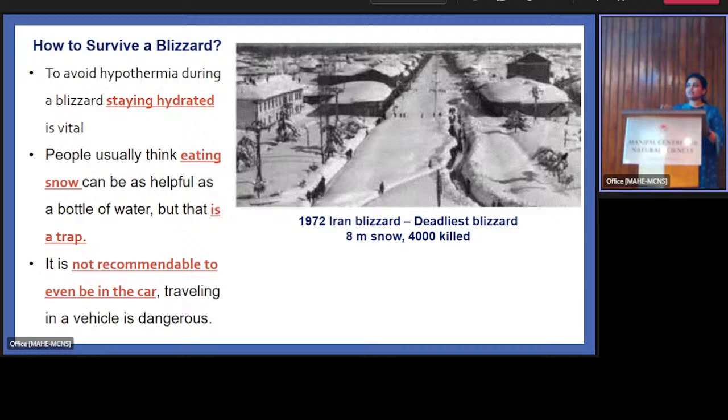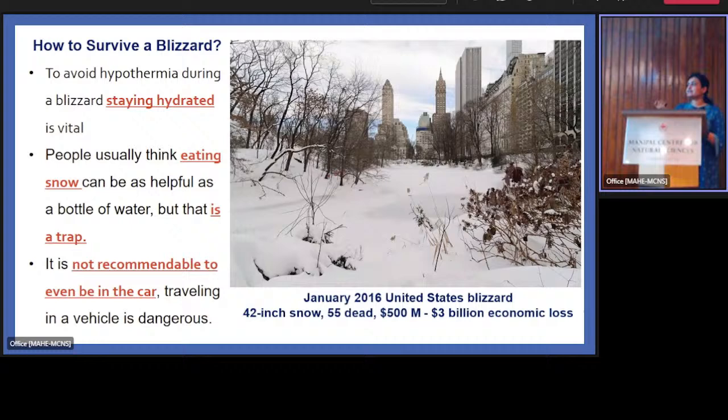Because there is one example, only last year, of a family who was going from Canada to America, and they were trapped in the blizzard snowfall and died inside the car itself. So this can happen. Some of the deadliest blizzards recorded were in 1972 Iran, the Great Blizzard in 1978, and most recently the January 2016 United States blizzard.